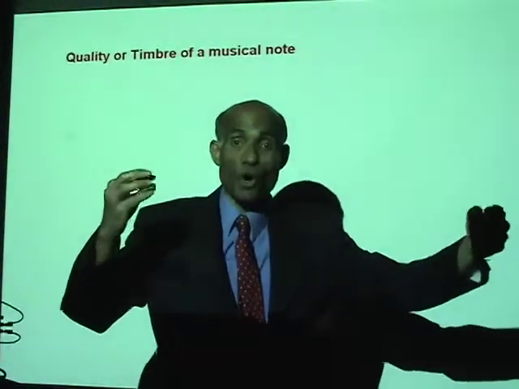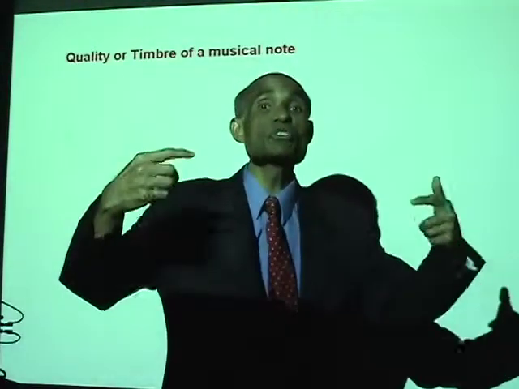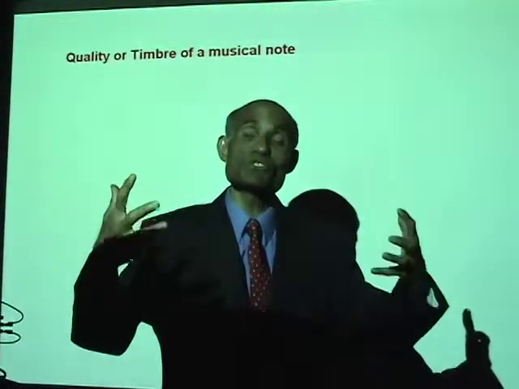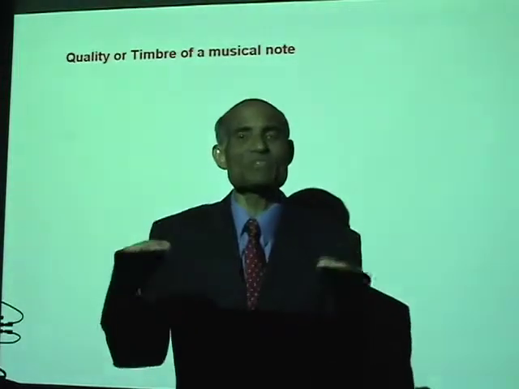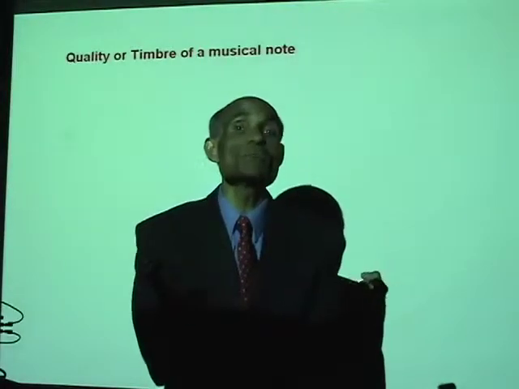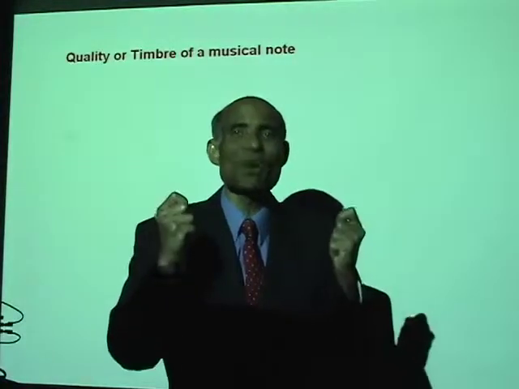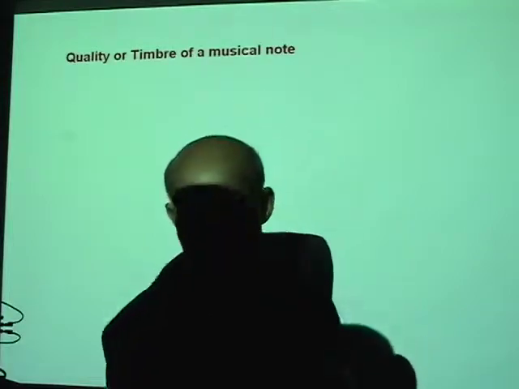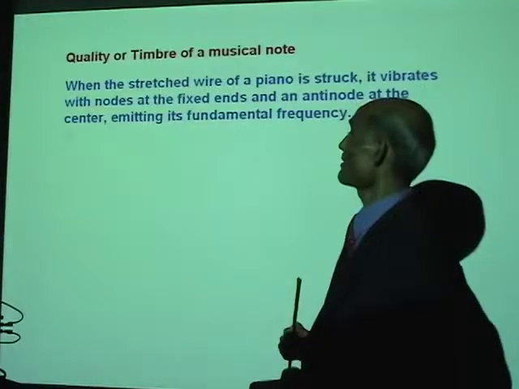The difference is, although the fundamental frequencies are the same, the combinations of higher harmonics are different. And these combinations of higher harmonics are actually determined by many physical characteristics, such as the material with which the musical instrument is built. All those will go into making the quality or timbre of the music. Alright? So I want you to have a clear understanding of the meaning of timbre of a musical note.